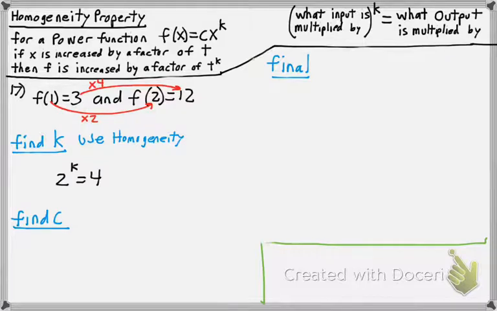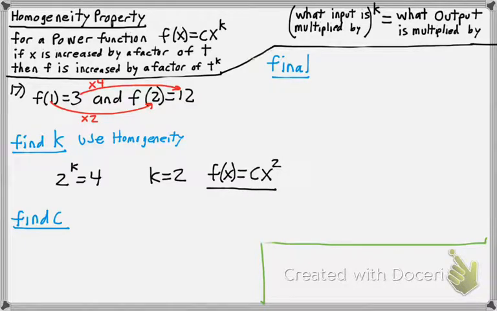So 2 raised to k is equal to 4. So 2 raised to what is equal to 4? Well, that's 2. So k is equal to 2. So my function up to this point would be f of x is equal to cx squared. So I have my k is 2. I just need to find out what that c is. So this is where we're at so far.